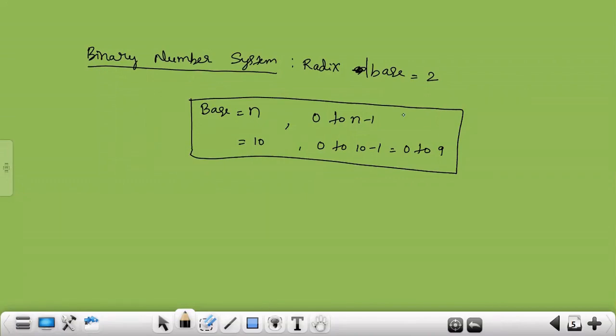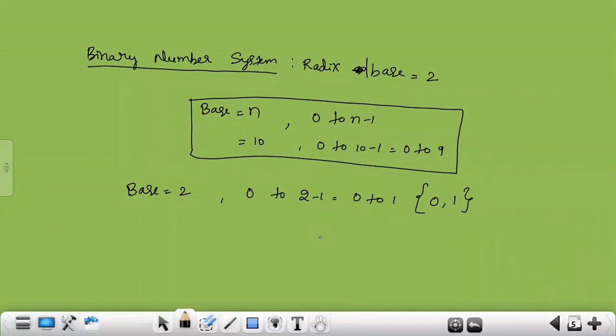Now in the binary number system, I have the base as 2. What elements can I have? I can have elements ranging from 0 to 2 minus 1, so it is 0 to 1. Either it can be 0 or 1. I have only 2 options here. So this is called the binary number system.